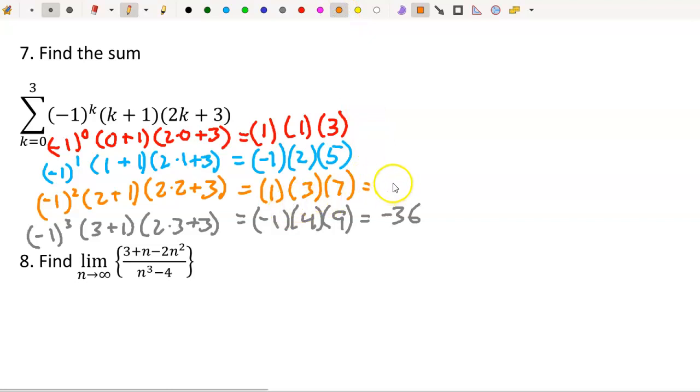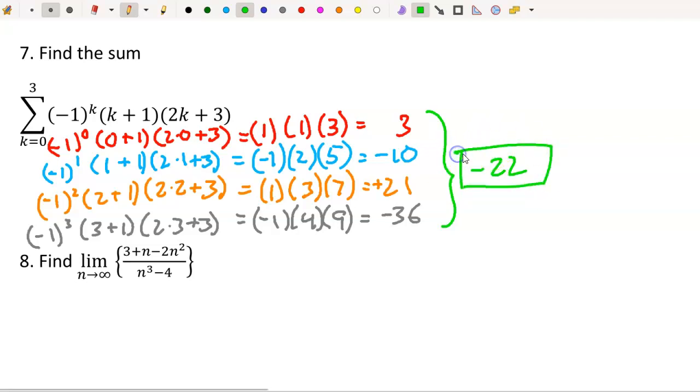And forgot to actually multiply these. We got +21, and we got negative 10, and the first term, 0 term here, which is 3. So we have 3 minus 10 plus 21 minus 36. Add those all up, and you get, all right, calculator time. Let's see here. Negative 22. Yeah, I think the sum equals negative 22. All right. Voila.